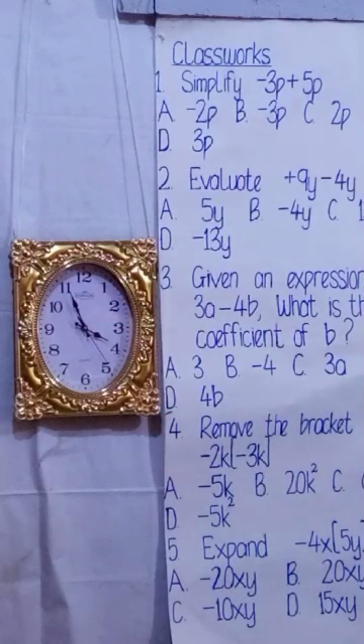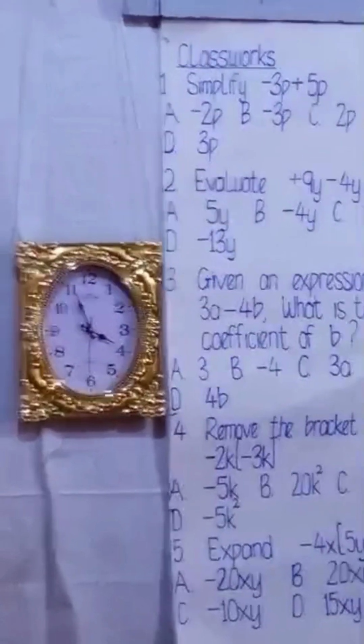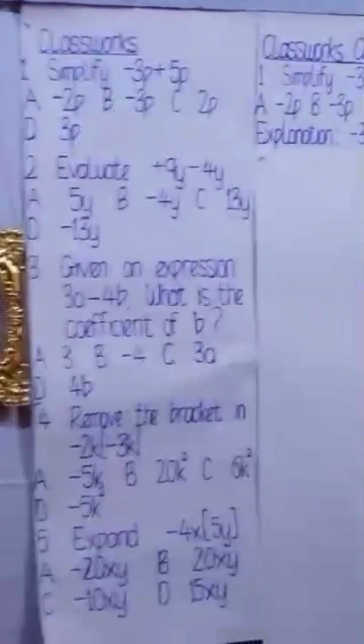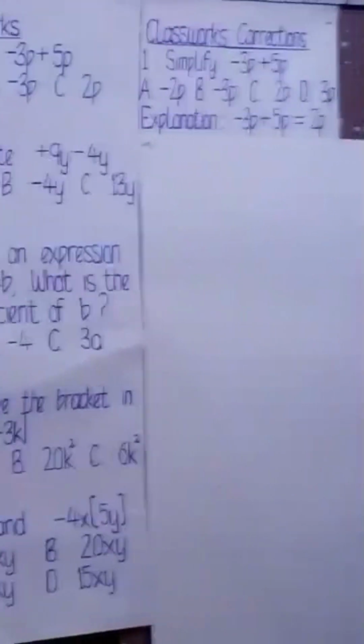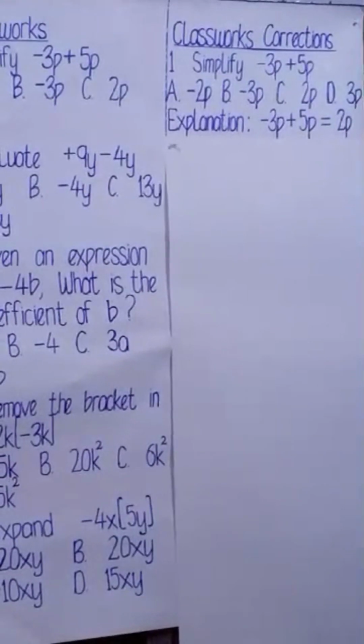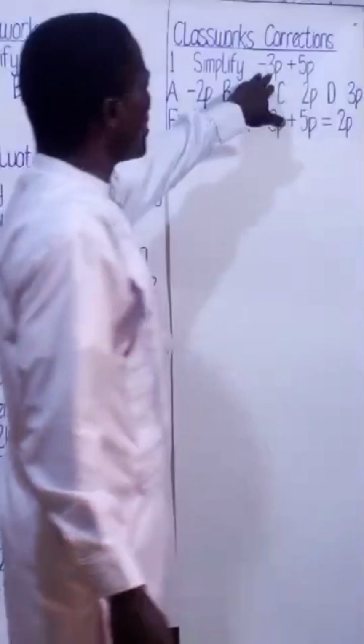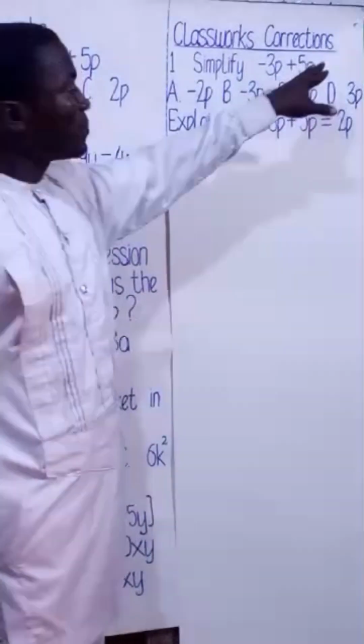Now, let us quickly look at the correction of that number 1. As we look at the correction, we are going to know whether you got it correctly or not. Correction number 1. You are asked to simplify minus 3p plus 5p.